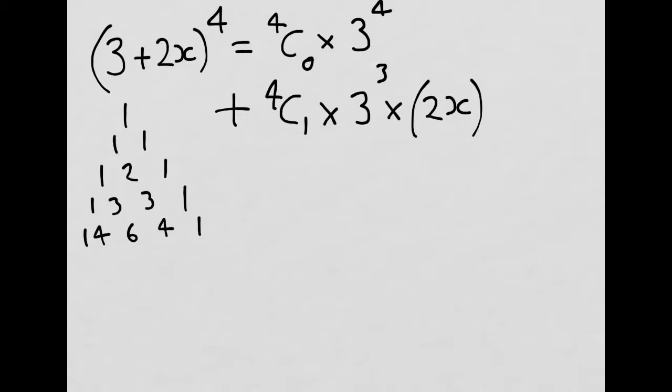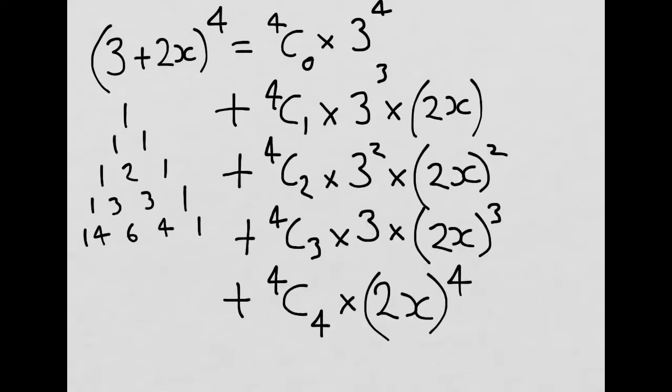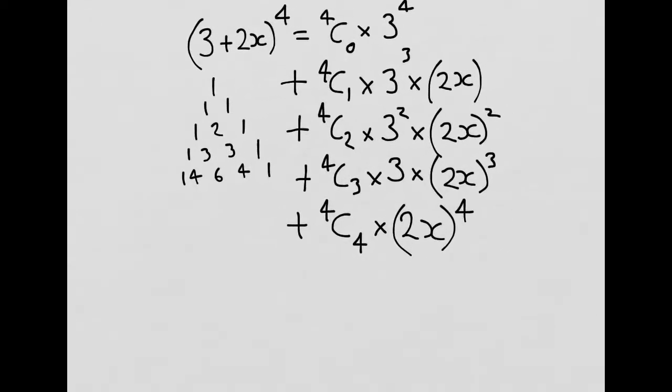So let's fill in the rest of this. Okay, there we are, so all filled in. Now we just need to evaluate what each of these terms is and write them in a series below. So 4 choose 0 is going to give us 1 times 3 to the 4, so we're just going to get 3 to the 4, which is 81.